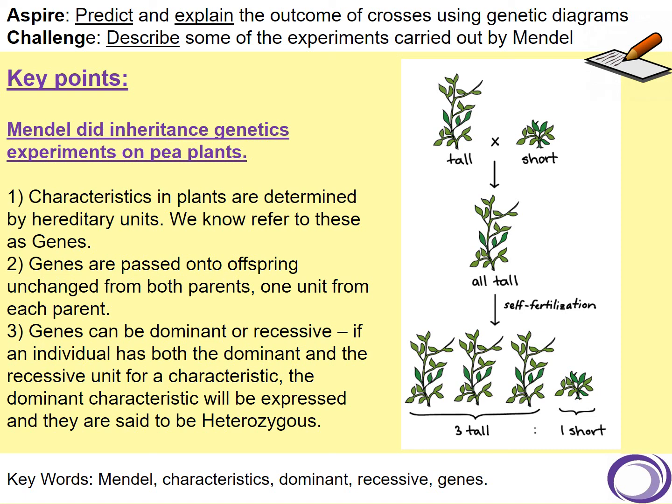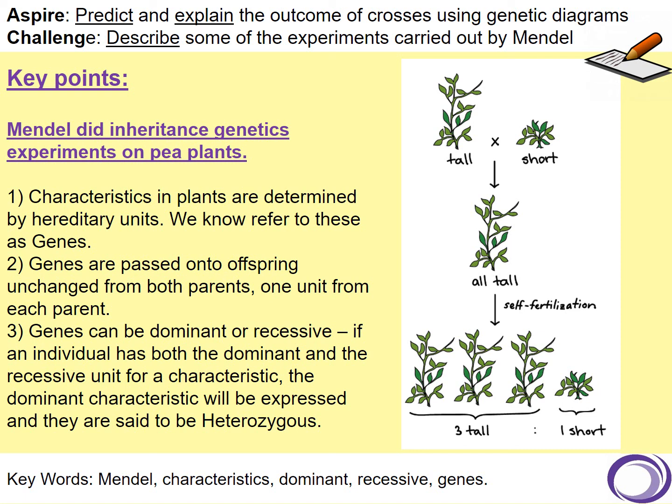Hereditary units are passed on to offspring unchanged from parents, one unit from each parent. Hereditary units can be dominant or recessive. If an individual has both the dominant and the recessive unit for the characteristic, the dominant characteristic will always be expressed and the individual will be heterozygous. If they have both dominant alleles or hereditary units, they will display the dominant trait, and only if they have both recessive alleles will they display the recessive trait.